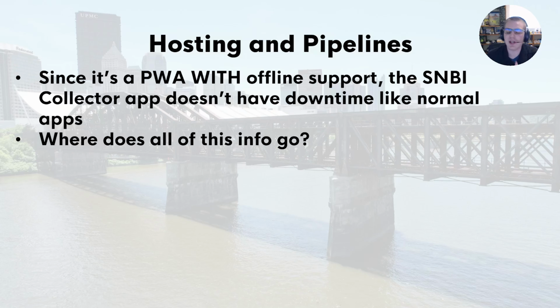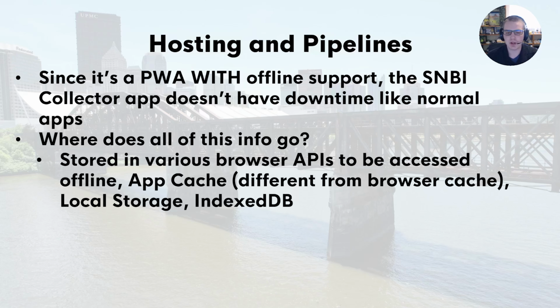So you're telling me that we can store all of this data offline and it works offline, but where does all of it actually go? So it's stored in various browser APIs that can be accessed offline, such as the app cache, which is different from your regular browser cache, an API called local storage, and IndexedDB. I know that I'm getting a little bit more technical. Just stay with me. We'll explain it in a little bit.